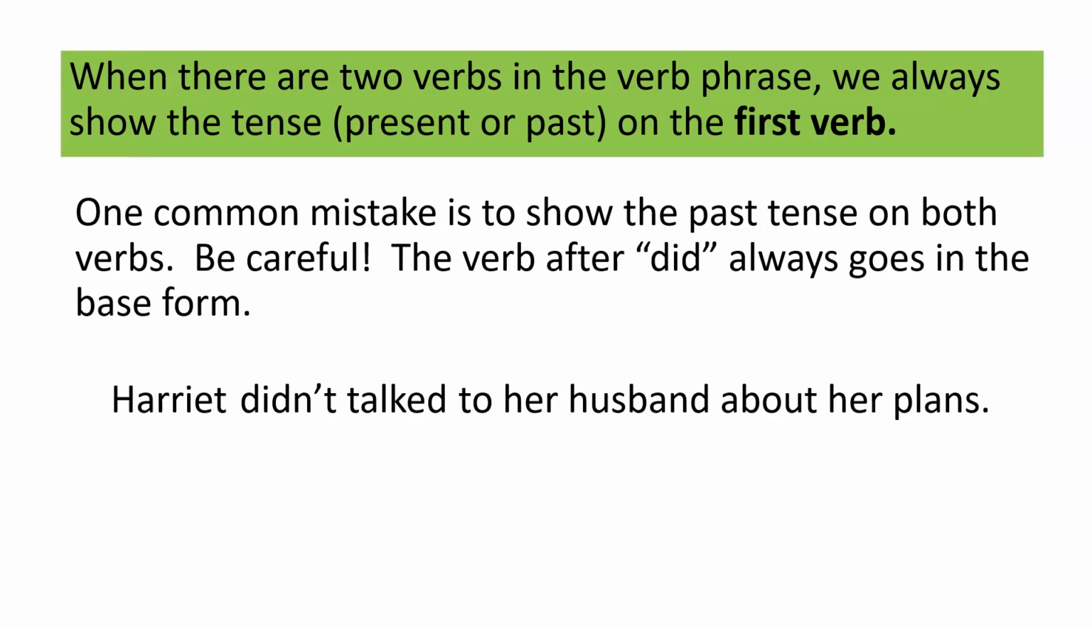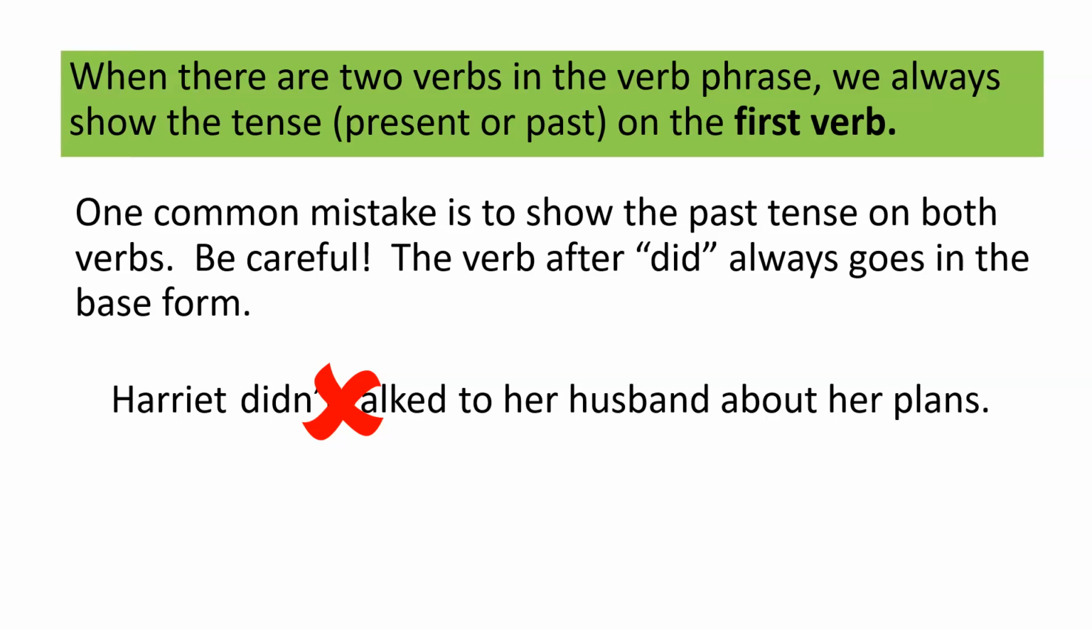When there are two verbs in the verb phrase, we always show the tense, present or past, on the first verb. So one common mistake is to show the past tense on both verbs, so please be careful. The verb after did always goes in the base form. Take a look at this sentence. It has a grammar mistake in it. Harriet didn't talk to her husband about her plans. Can you see the grammar problem here?